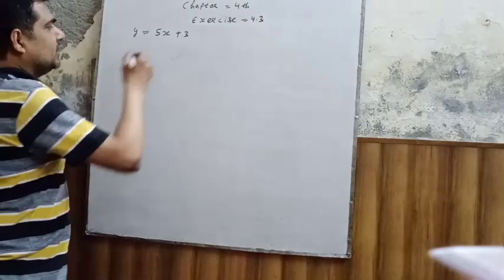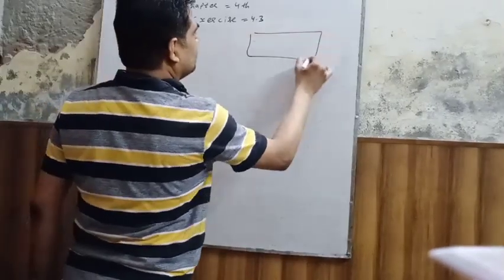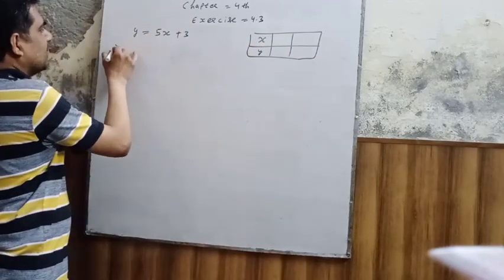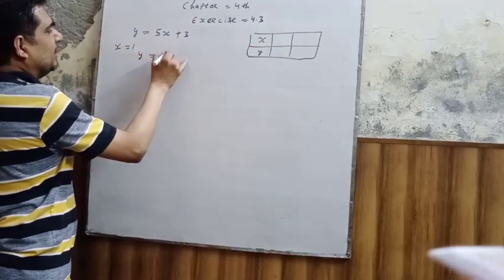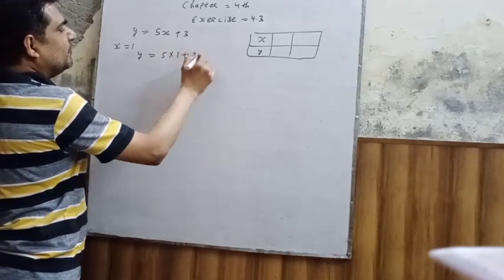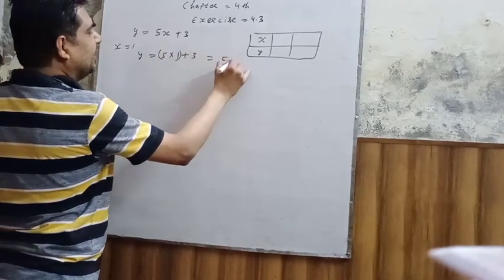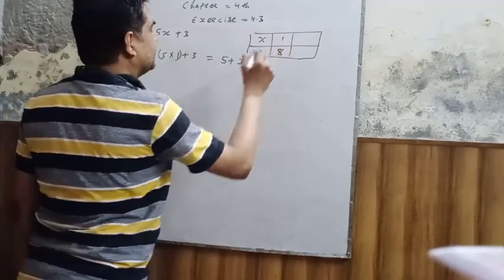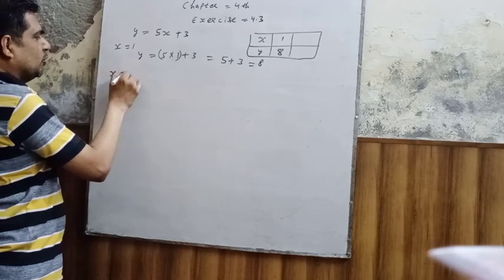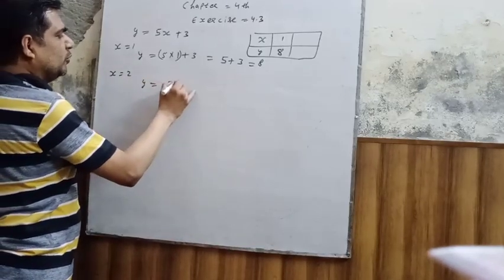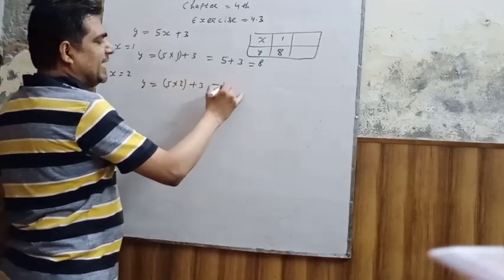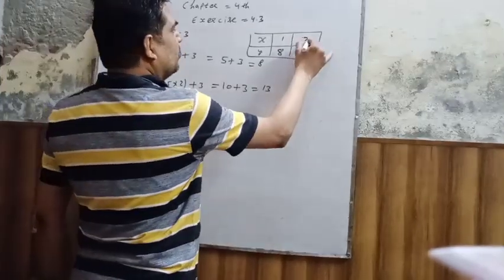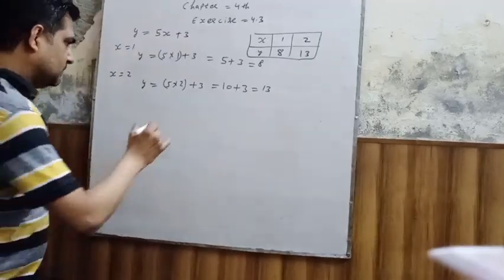Now put the value of x. If x is 1, y equal to 5 into 1 plus 3. 5 into 1 is 5 plus 3, 8. For the first kilometer x is 1, y is 8. If x is 2, y is 5 into 2 plus 3, 10 plus 3, 13. x is 2, y is 13. Now draw the graph.